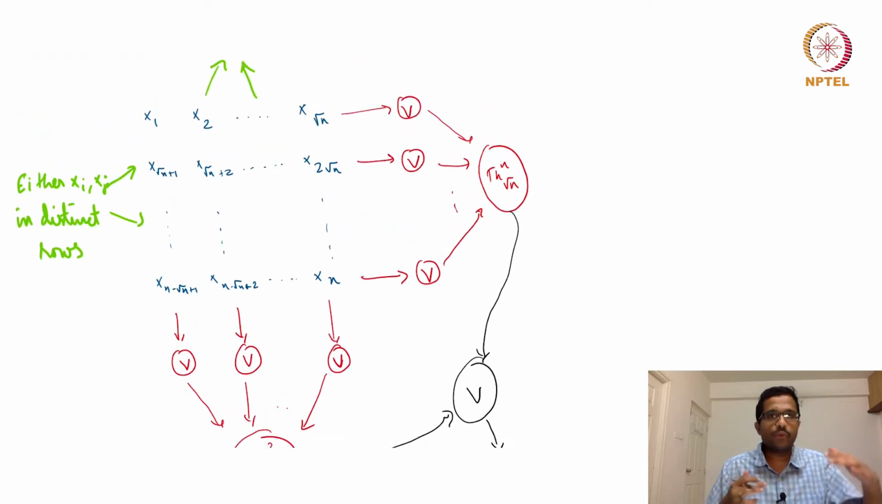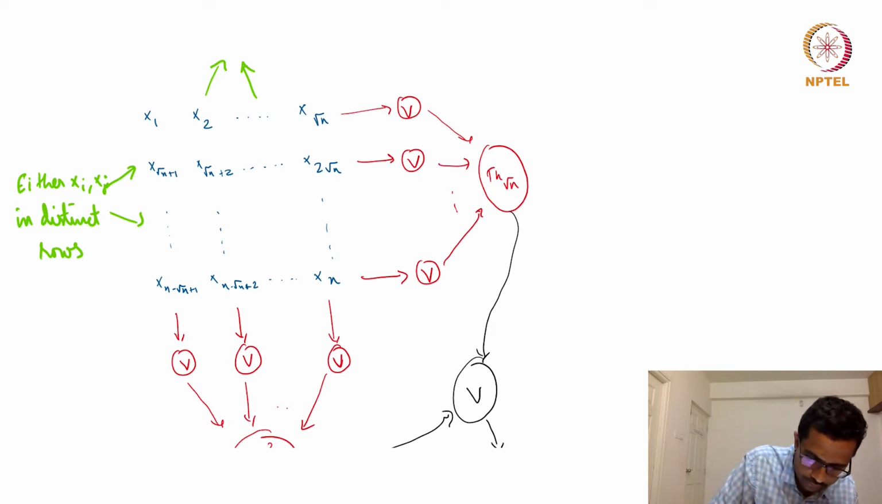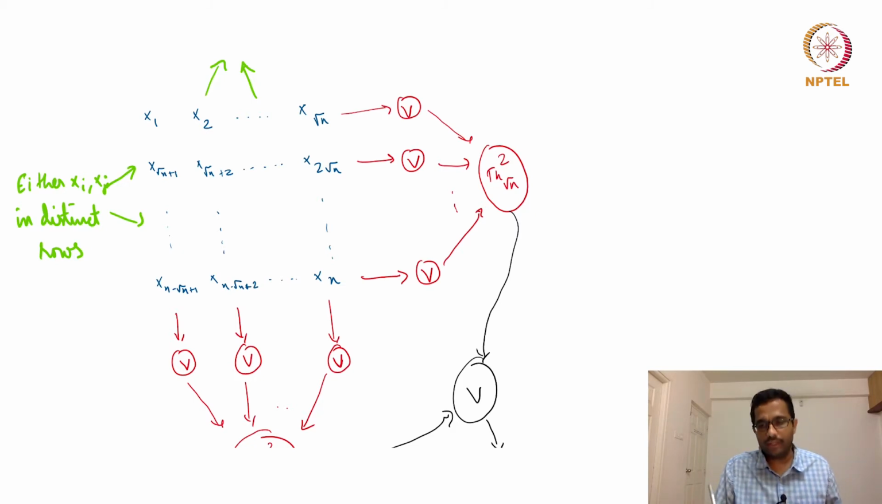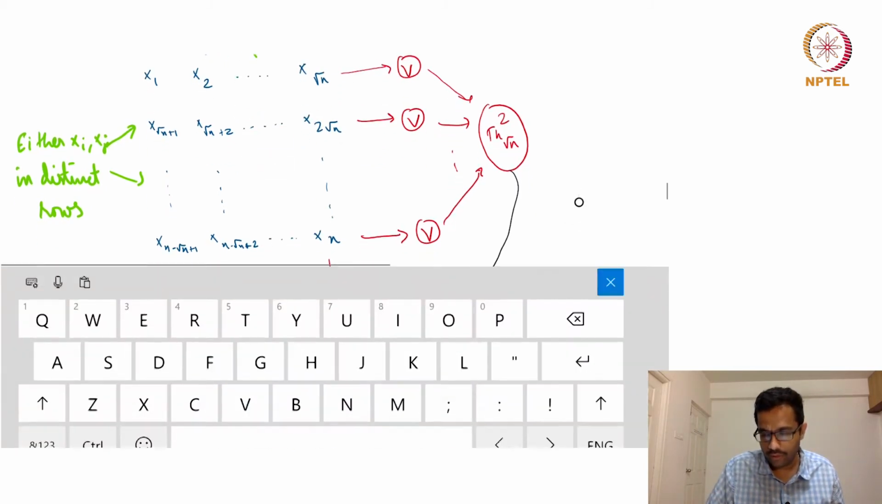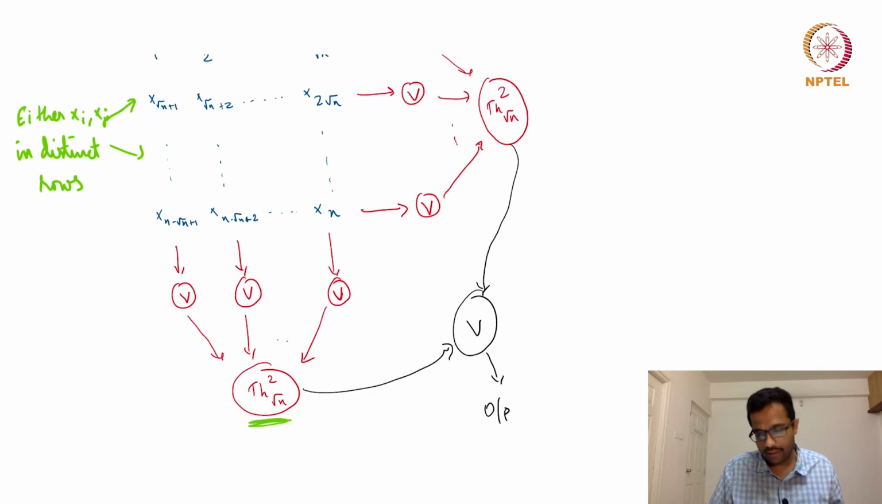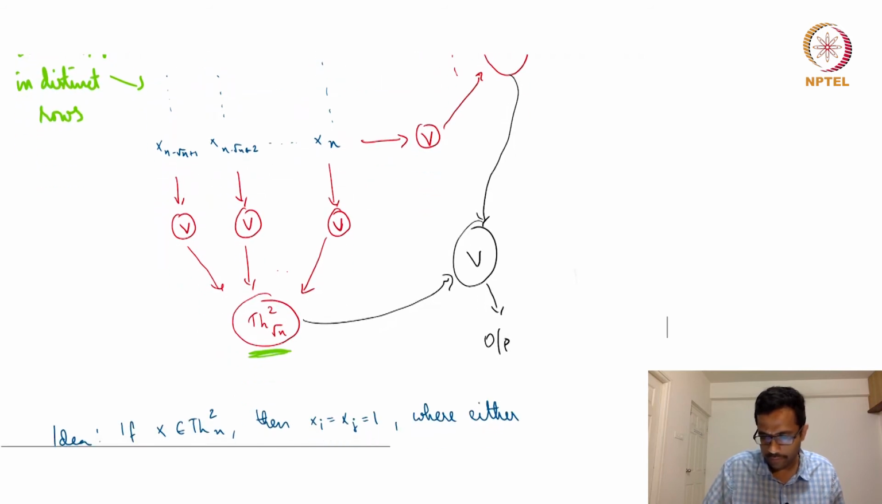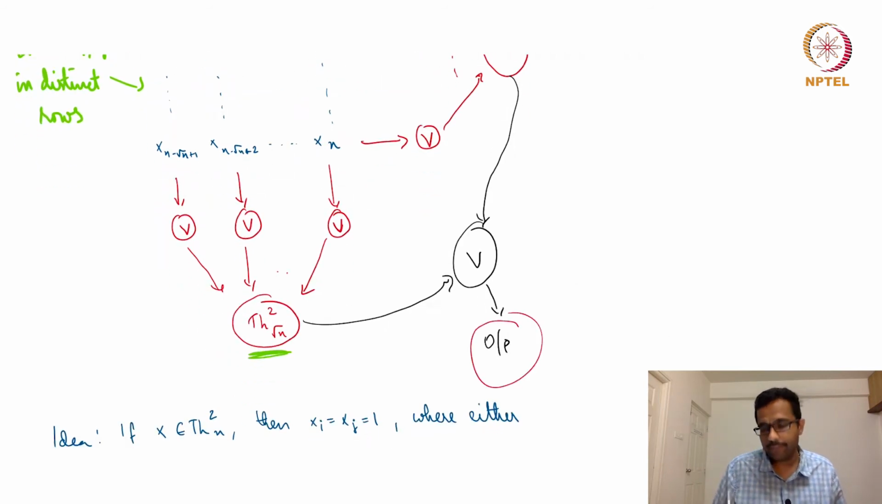And to check whether there are two ones in distinct rows, again we take the OR of all the rows, and if there are two ones in two distinct rows, there will be two ORs which will be true. And then we have a threshold, sorry, this is not threshold n, it's threshold 2 circuit with square root n inputs. And you want either the row threshold to be true, or the column threshold to be true. So you take an OR of both of them, and this is the output.